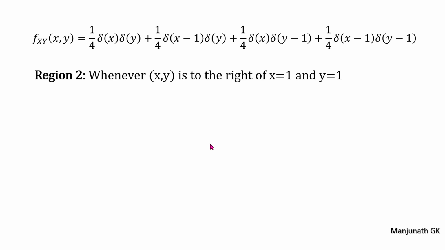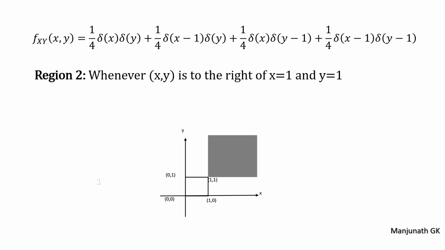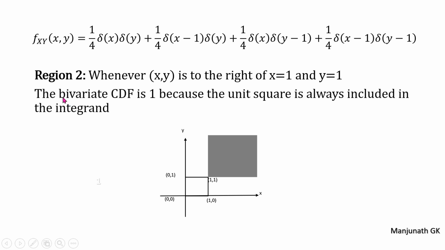Region number 2 is whenever x and y are to the right of x equals 1 and y equals 1. Consider the xy plane and the bivariate probability density function. In this region the bivariate CDF is 1 because the unit square is always included in the integrand. As a result, the bivariate CDF in region number 2 is 1. So in regions 1 and 2, the results are certain. They are always the same.